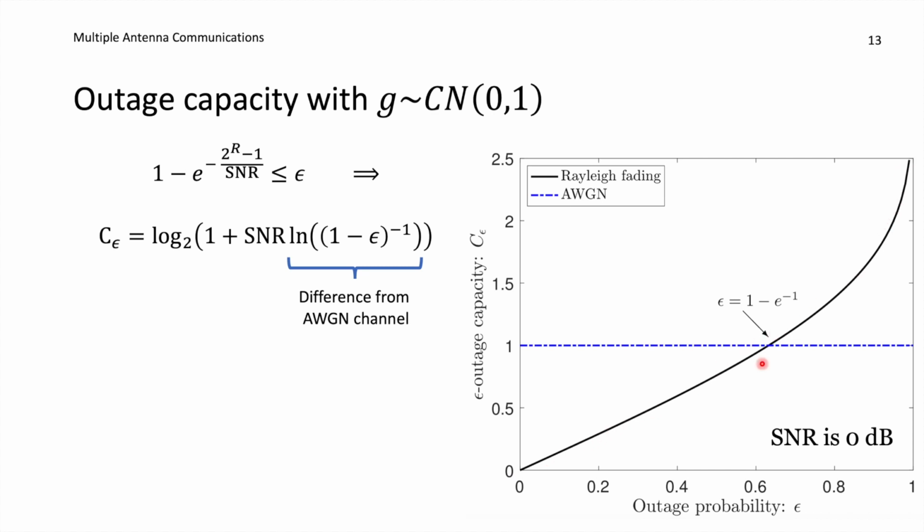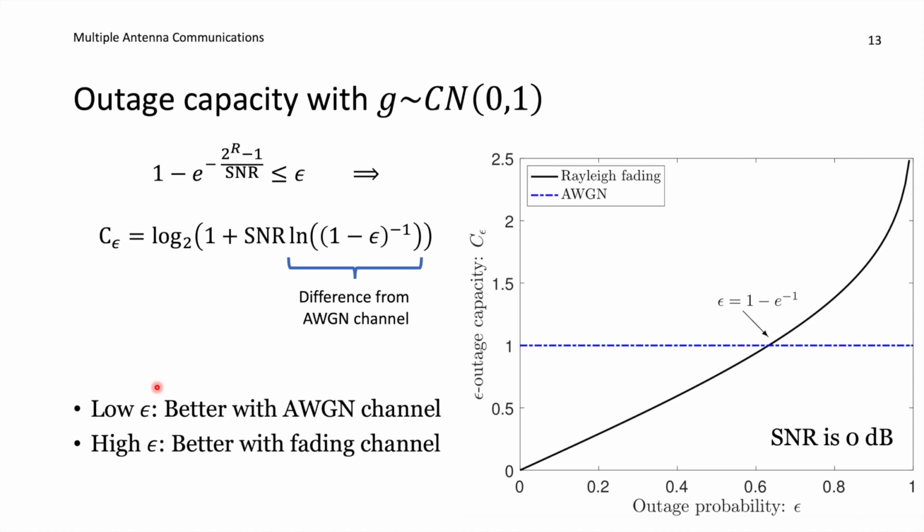Interestingly, the curves are intersecting at a particular point, namely when epsilon is equal to 1 minus e to the power minus 1. That is when this ln term is equal to 1. And when epsilon is smaller than that, well then the epsilon outage capacity is below the additive white Gaussian noise capacity, and it can be much smaller when we would like to have a small outage probability. While when we can accept a very large outage probability, we can get a larger epsilon outage capacity.